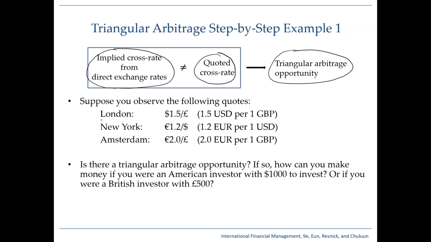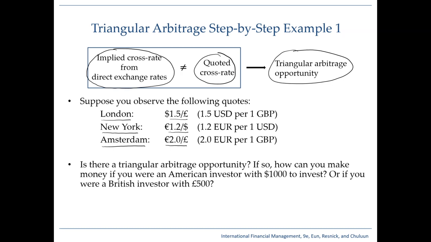Let's suppose there was an institution in London quoting a rate between dollars and pounds, and that was $1.5 per pound. And there's another bank in New York making a market between euros and dollars at the rate of 1.2 euros per dollar, and a third bank in Amsterdam that was making a direct market between euros and pounds at the rate of 2 euros per pound. So the question is, is there a triangular arbitrage opportunity?